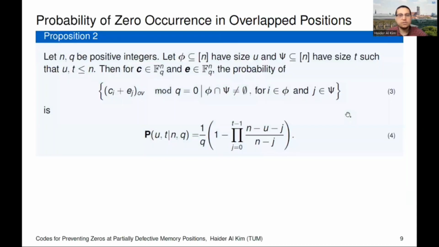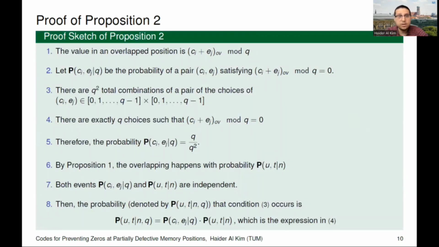This is the probability of zero occurrence in an overlapped position, which is given in 4, and here we will prove this. Let B of c_i, e_j given q be the probability of a pair c_i, e_j satisfying this condition, which is equal to 0 value. So when they are overlapping, it does not always give a 0 value.